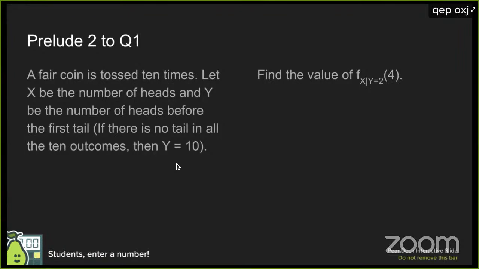This is a conditional density, right? That means f of x at 4 given that y equals 2. What does this mean? Y equals 2 means two heads come before the first tail. So in the first three tosses we have HHT, right? That is y equals 2. So given that the first three tosses are HHT, what is the probability that x equals 4? In the remaining tosses, how many heads do you require? 2. So you have to find that probability.